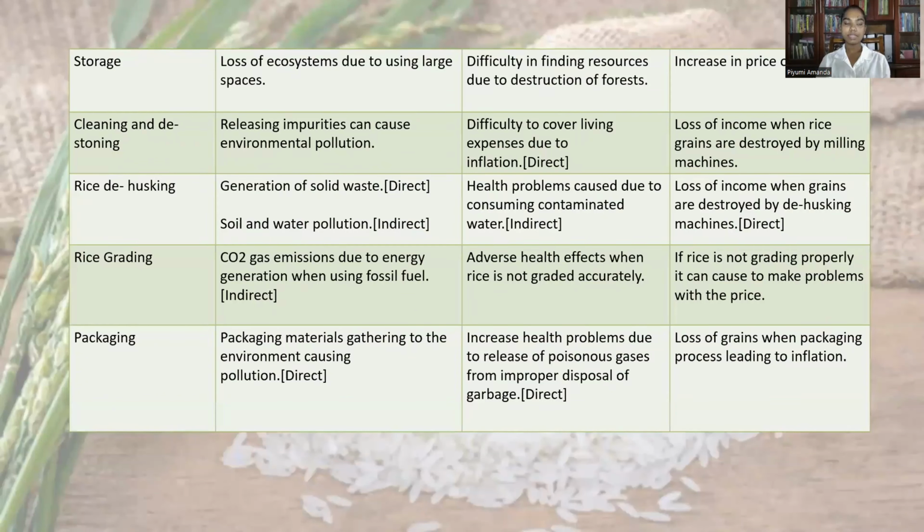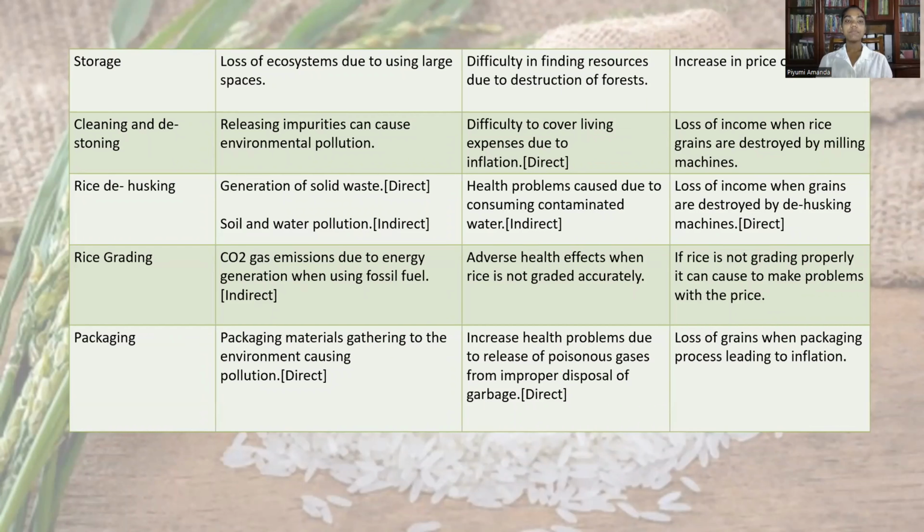In the storage step, as an environmental consequence, we can get loss of ecosystems due to using large spaces. Difficulty in finding resources due to destruction of forests can be taken as social consequences. Increase in the price of goods is a direct economic consequence.